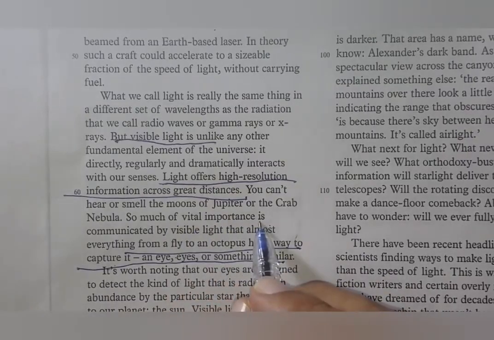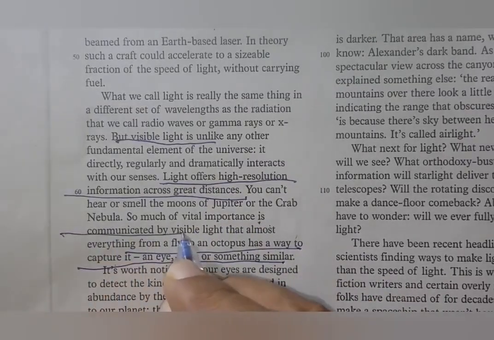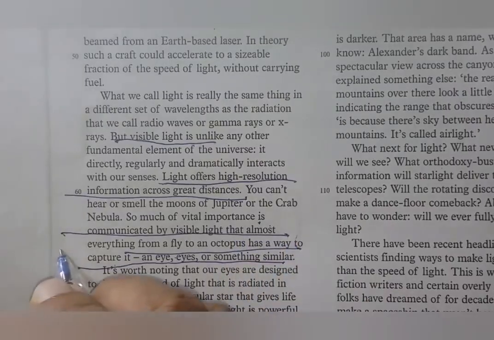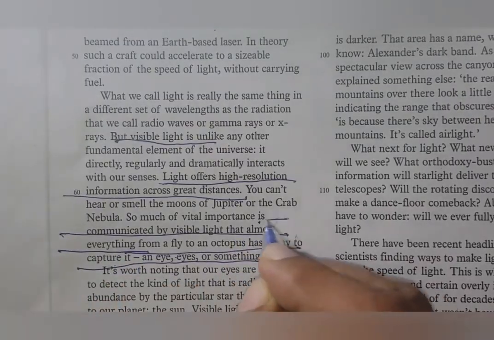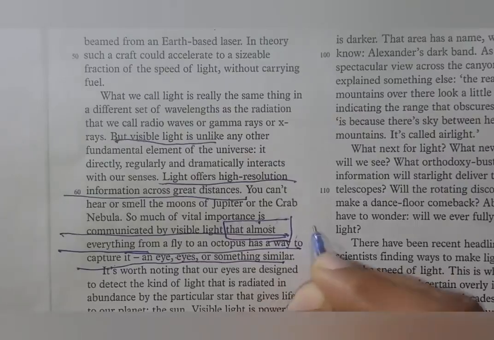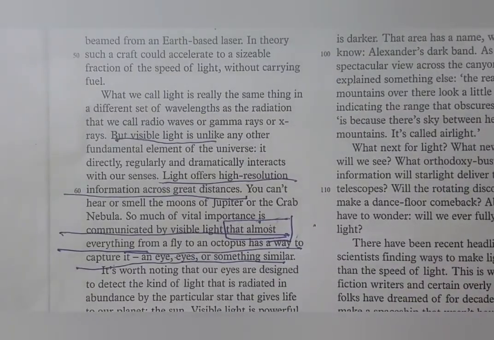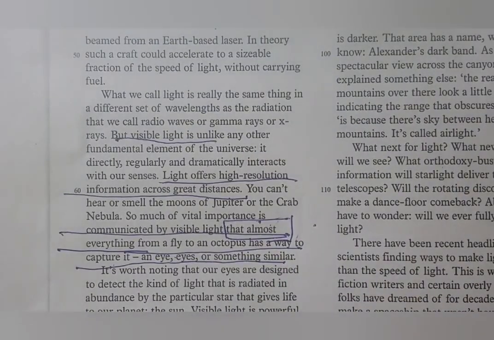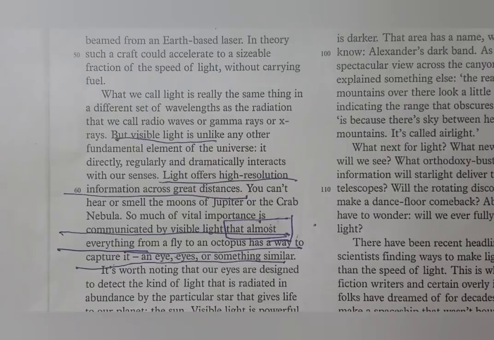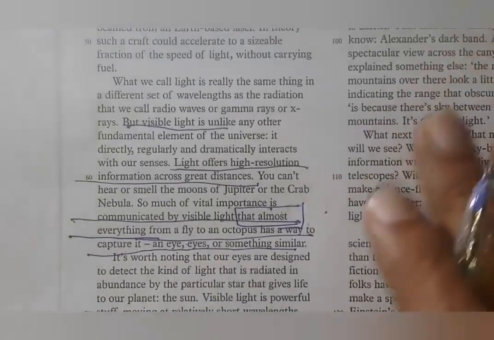Much of the vital information is almost everything that, again connector, from E. That means I am going to define my line. That's the meaning of that, right? I am going to define almost everything from a fly to an octopus. Capture it. Everything from a fly.